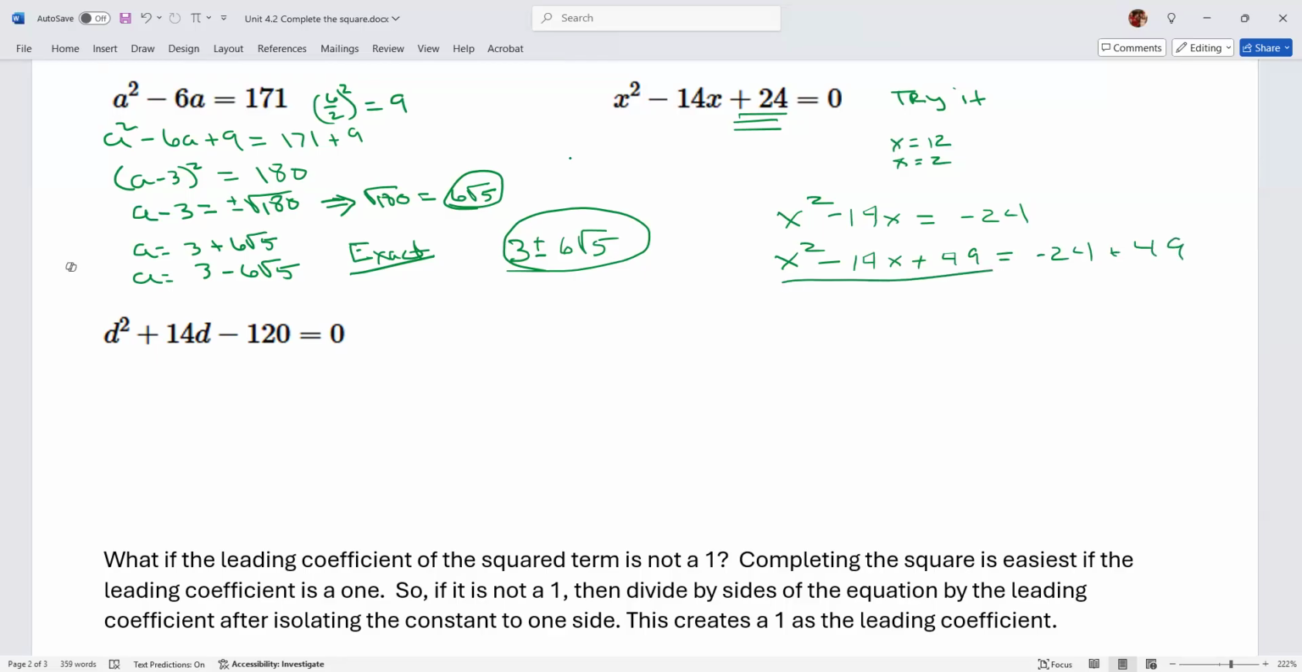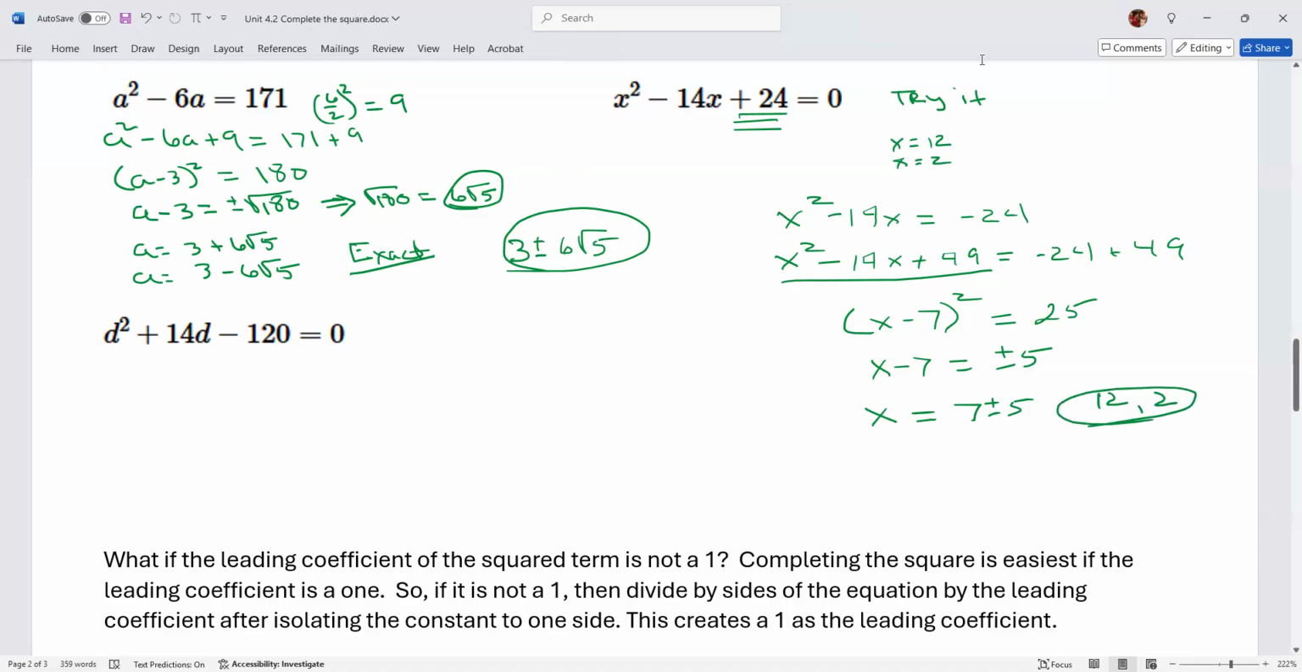This is a perfect square trinomial, so it's going to be what? X minus 7 squared is equal to 25. And then take the square roots of both sides. That gives me x minus 7 is equal to plus or minus 5. So when I add 7, I'm going to x is equal to 7 plus or minus 5. So that means 7 plus 5 is 12. 7 minus 5 is 2. So there are my two solutions.